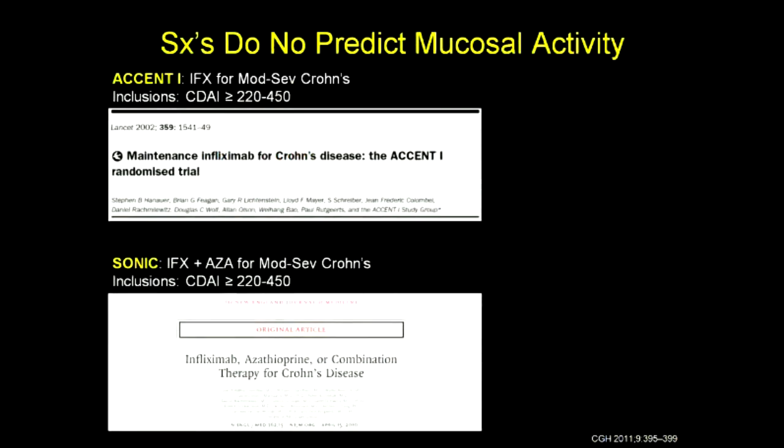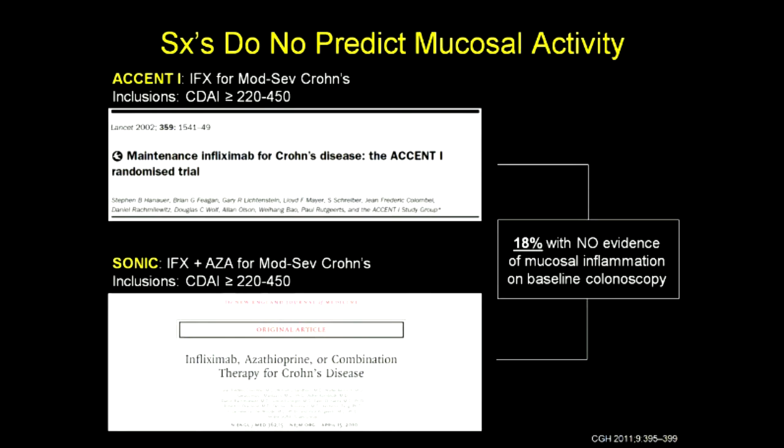And there was a sub-study in 2 of our most pivotal trials. The ACCENT 1 was the trial that got Remicade approved for moderate to severe Crohn's disease, and the SONIC trial looked at Remicade plus azathioprine for moderate to severe Crohn's. And to get into these trials, you had to have moderate to severe disease, which is based on these clinical indices. They actually didn't do scopes on everybody at baseline, but on the sub-proportion they did, they found that 18% of patients that had moderate to severe Crohn's actually didn't have any active Crohn's when they looked by scope, which is a problem when you're designing a study to see if a drug's going to work.